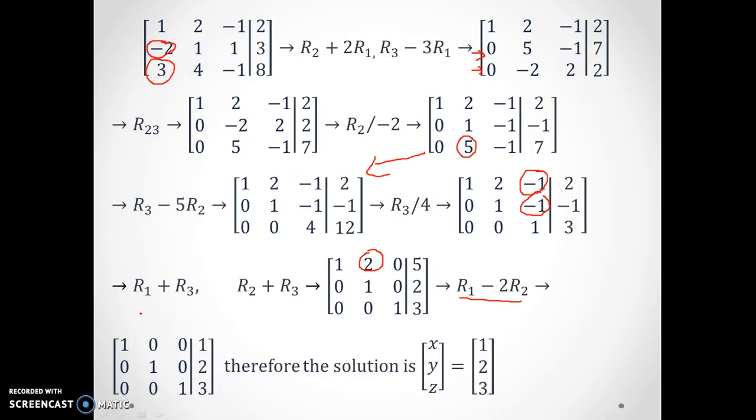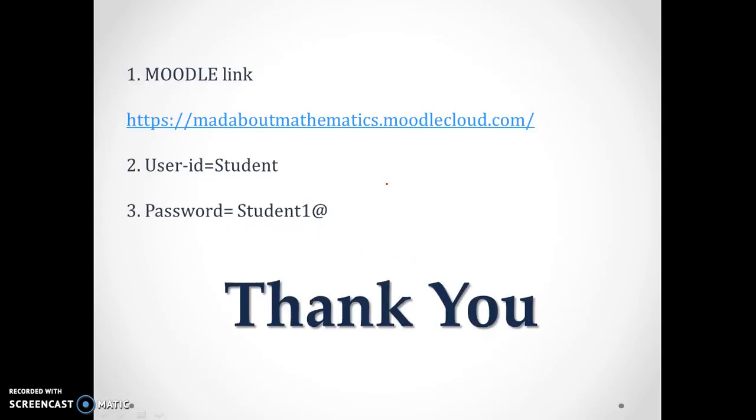Here you can see that I have converted A to the identity matrix, and in the process B also changed to, say, B1, and therefore, as the theory says, this is our solution, and therefore the solution x, y, z is equal to 1, 2, 3. I advise you to solve more examples using this method.